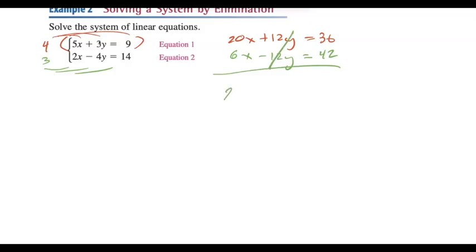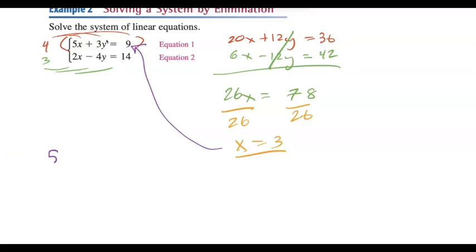The y's cancel. We get 26x equals 78. And then we're going to divide this by 26, and we get x equals 3. Nice. And we still have to find y. What you want to do after that is plug it back into any one of the original ones. Any one you want. Let's do the top row.